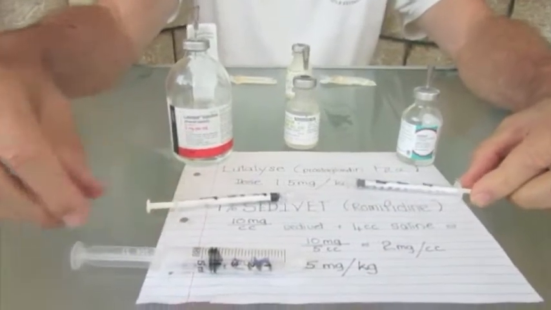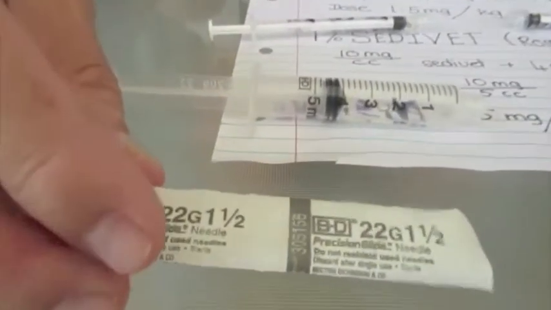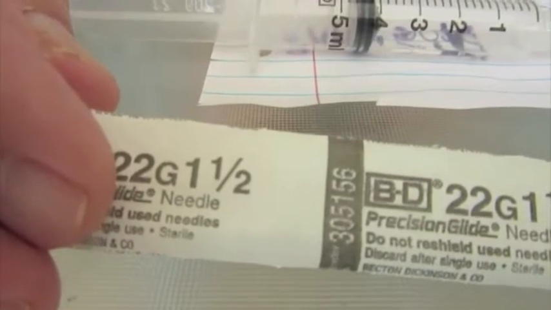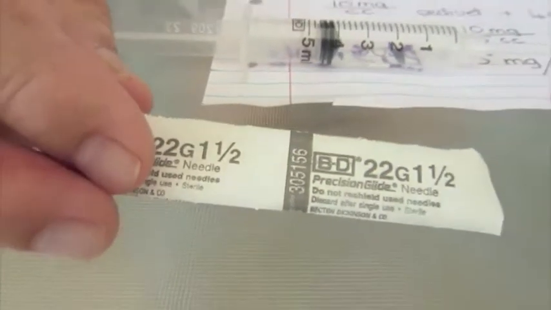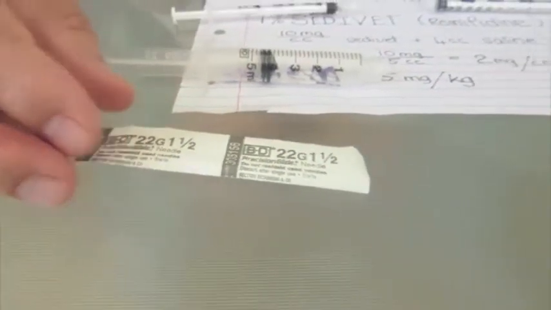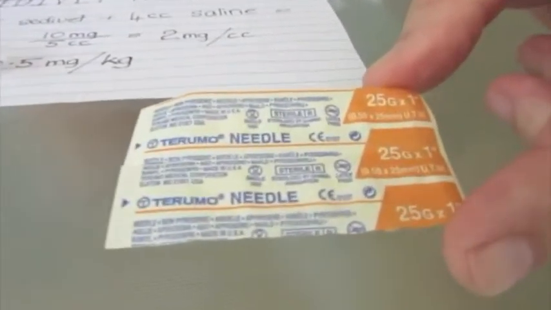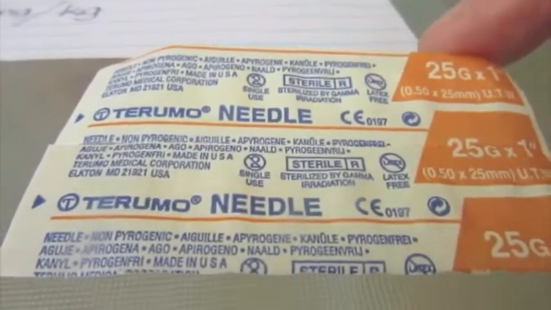For needles, we prefer to use a 22 gauge, 1.5 inch needle for the purposes of drawing up the drugs. And for the purpose of injection, we prefer a 25 gauge, 1 inch needle.